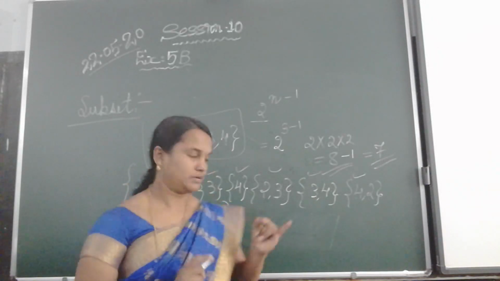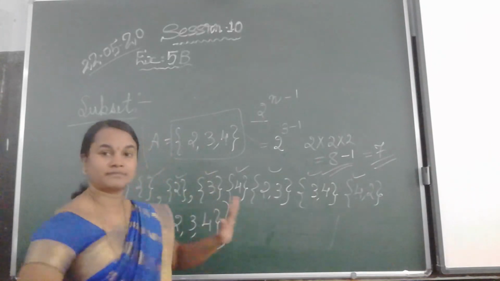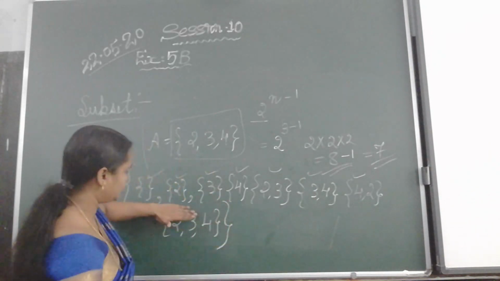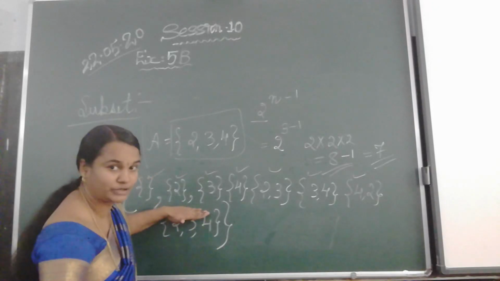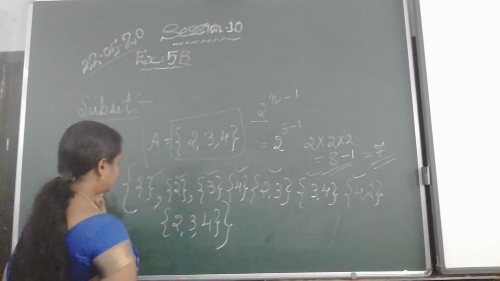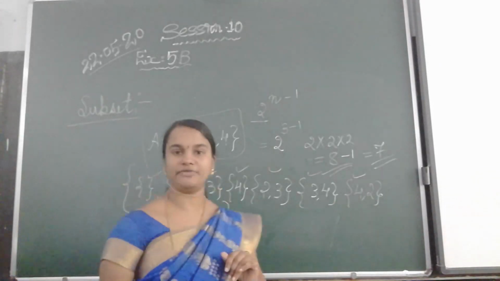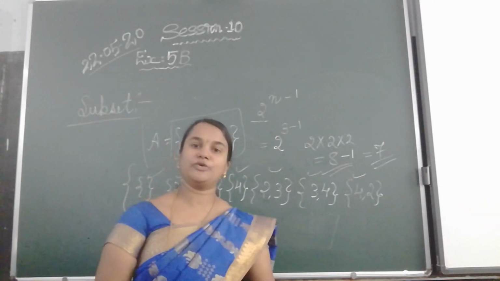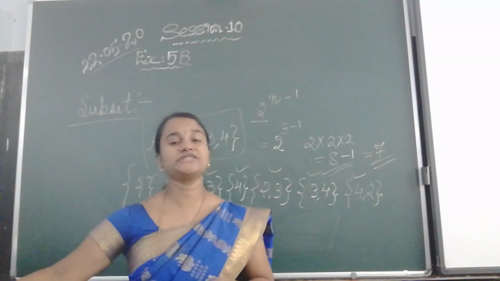Subset, we won't give the bracket here. Proper subset means the set which is given in the question, that we won't write. And if it is a power set, one more extra bracket we are giving. Clear? This only we are going to do in exercise 5b.